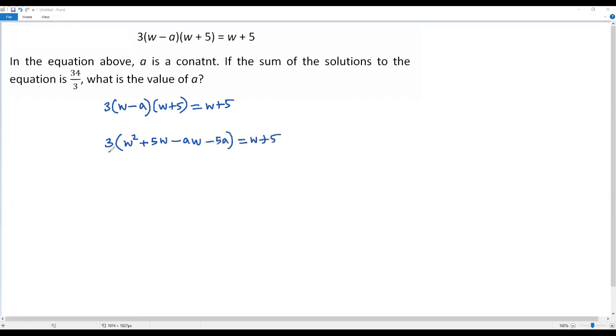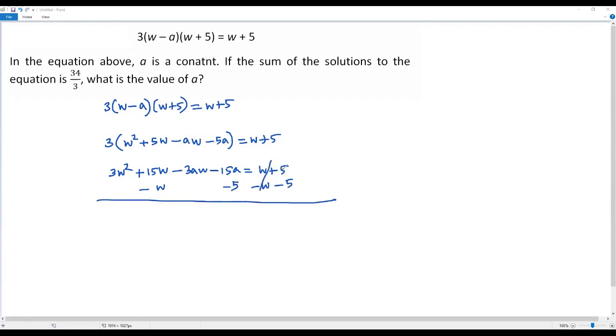Now we can distribute this 3 to all the terms inside the parentheses. 3 times w squared is 3w squared. Then we get positive 15w, negative 3aw, negative 15a, equals w + 5. Let me subtract w from both sides of the equation and also subtract 5 from both sides. Here positive w, negative w will cancel out. Positive 5, negative 5 will cancel out.